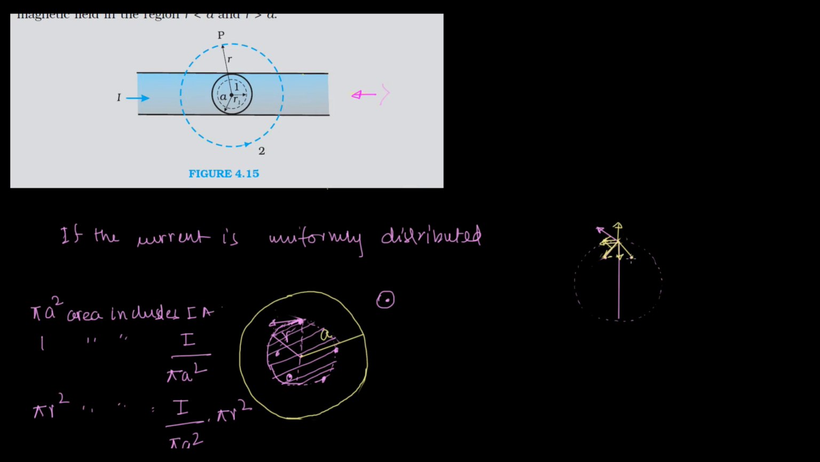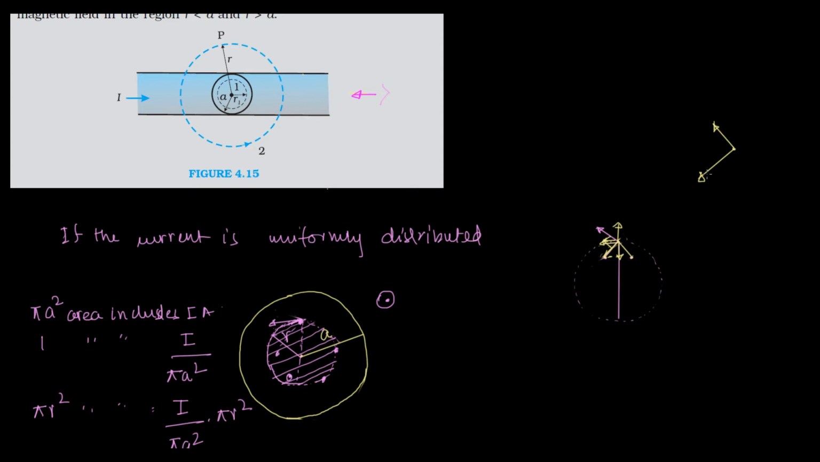See, your current element is coming out of this, right? So I dl is outward. Now how do I show outward? Let me show like this. Okay, this is out of the page, right? And r is something like that. This is vertically up. I'm not able to show it here, but this is vertically up, right?